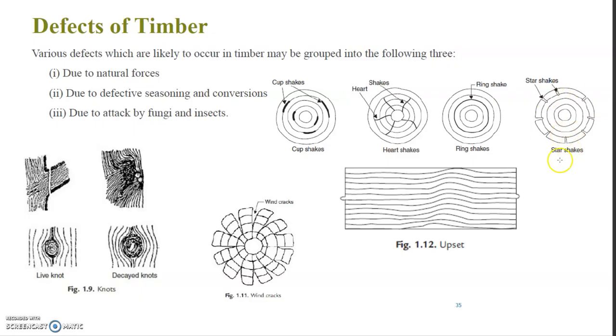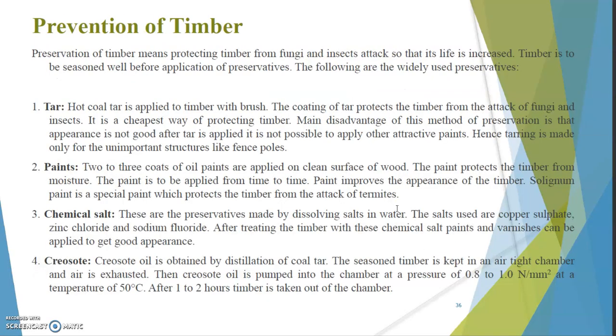So for the visual understanding, it looks like a star, so they are naming it as star shakes. The shakes, cracks and knots, and of course along with the upset, so these are the defects which may happen in timber. So how to overcome such defects in case of timber?